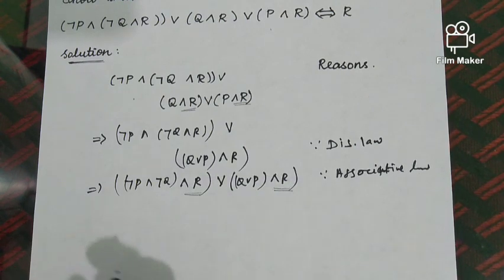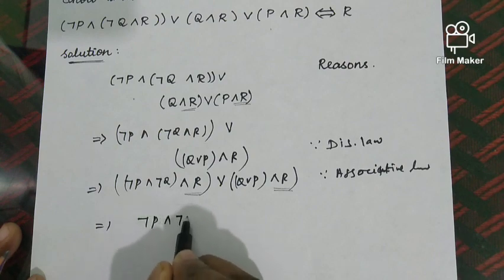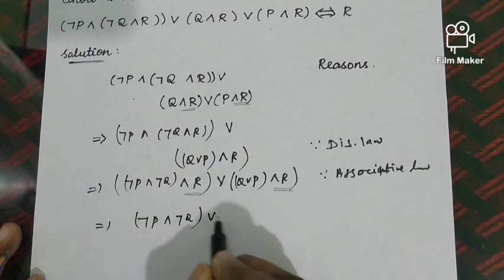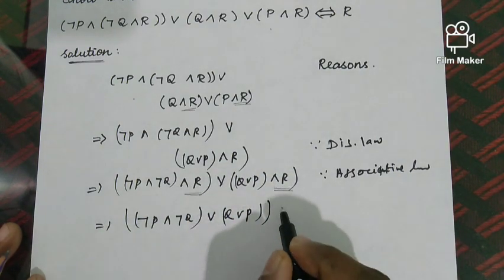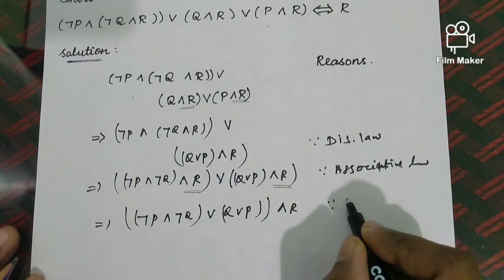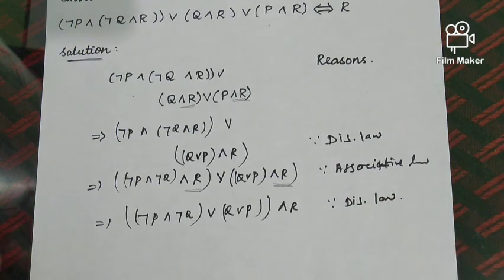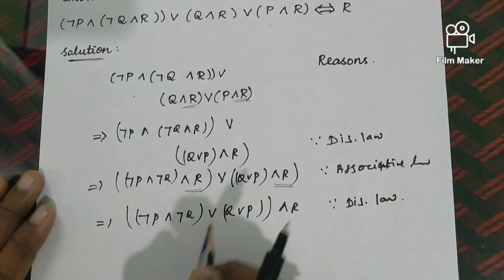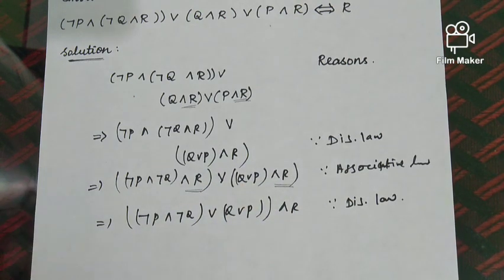So we can write this one as negation P and negation Q or Q or P. So in this term Q or P, for these two we can write and R common. So again we have used the distributive law. When can we apply the distributive law? When two logical operators are there, here or is also there, and is also there. In this case we can apply the distributive law.